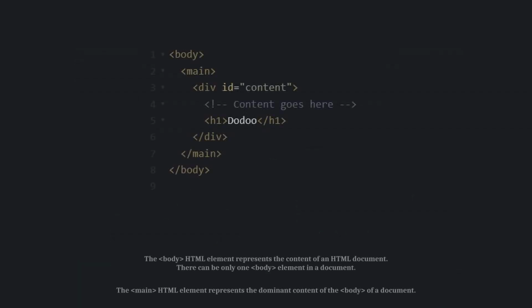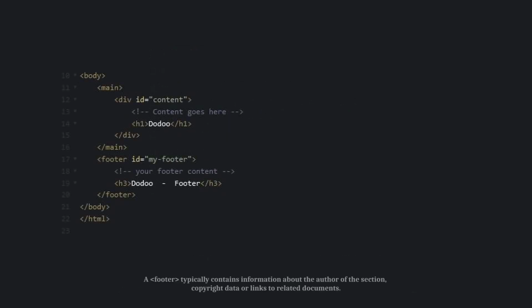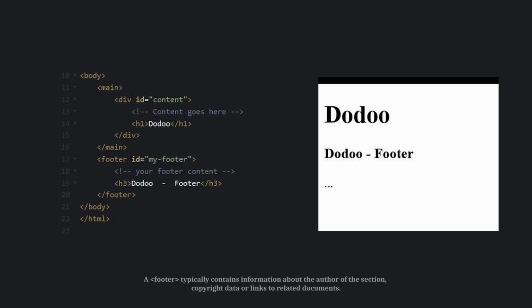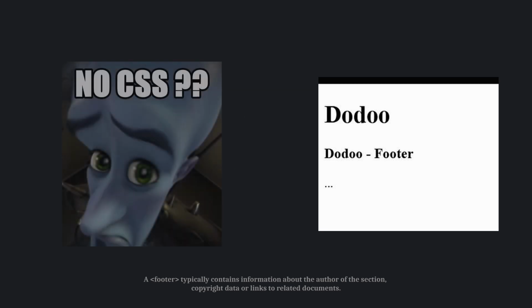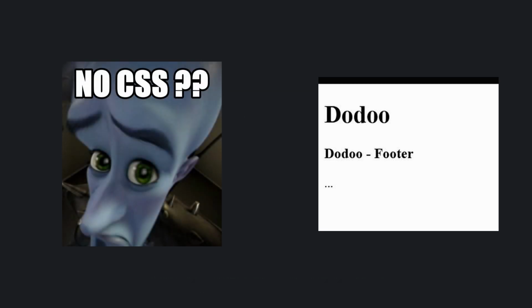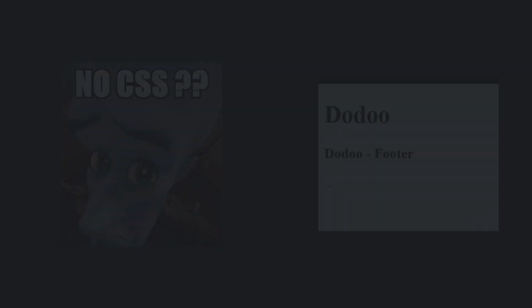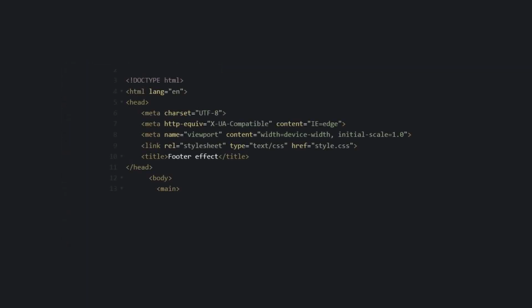First, we want to add a body section with a main section where you will add your content. We then add our footer section with its content. We then need to add some CSS to give the footer the effect. And don't forget to link your CSS file to your HTML file with a link tag.